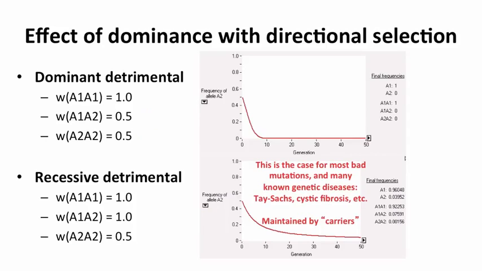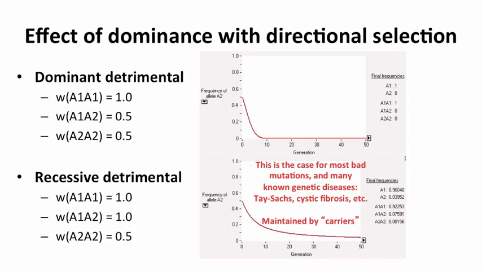Now, in fact, this is actually what happens for many bad mutations. As I mentioned a long time ago when we were talking about inbreeding depression, many bad mutations are either completely or mostly recessive. Some examples of genetic diseases like this are Tay-Sachs, cystic fibrosis, etc. They're maintained in the population by carriers. Selection is inefficient at getting rid of them.